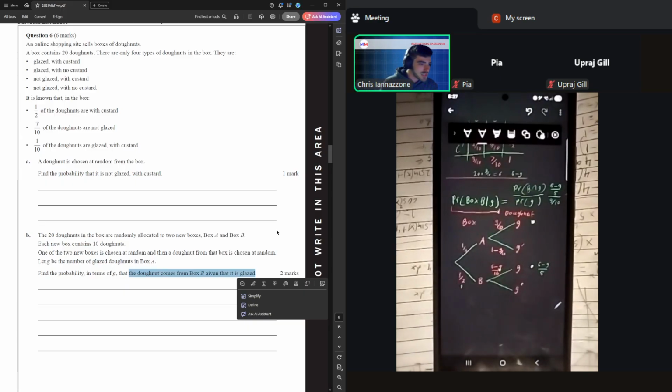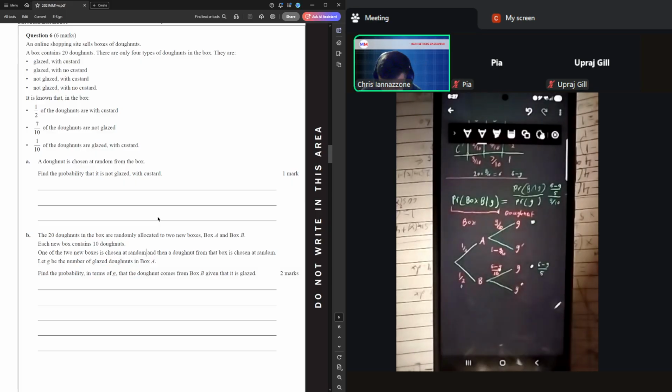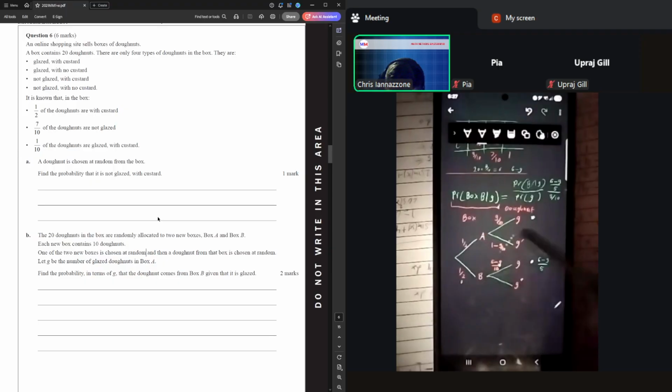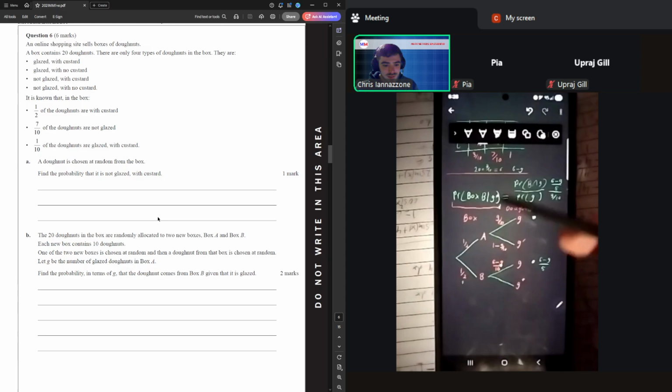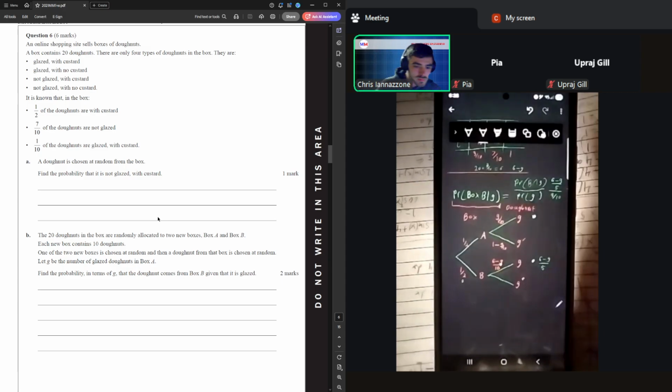Next up, let's start trying to describe the scenario. We were told that there were 2 new boxes. One of those is chosen, and then a donut is chosen. So we have our 2 boxes A, B, and then whether they're glazed or not. We decided to put glazed or not as the second thing, because the next piece of information we needed was information about it being glazed.